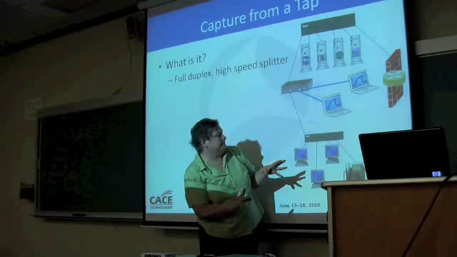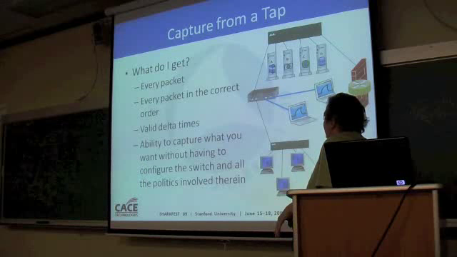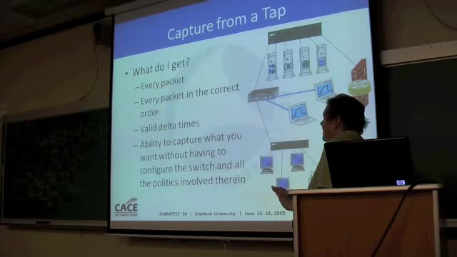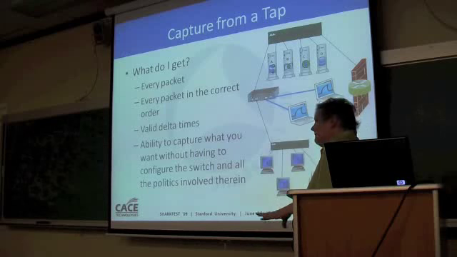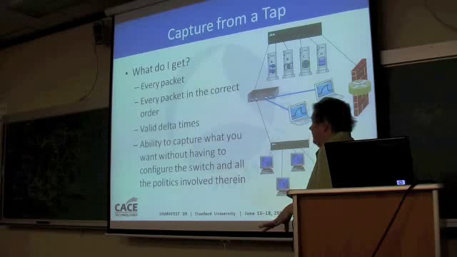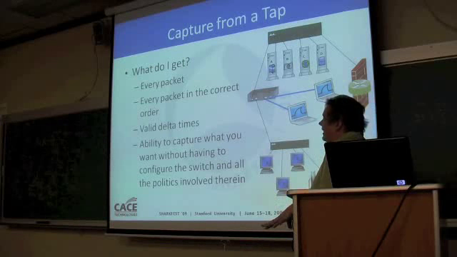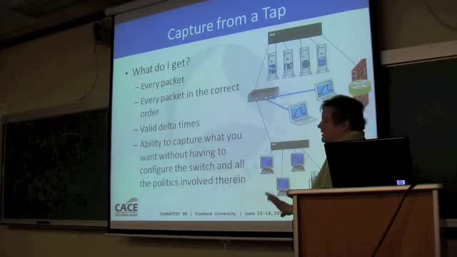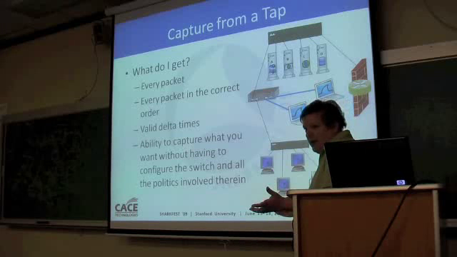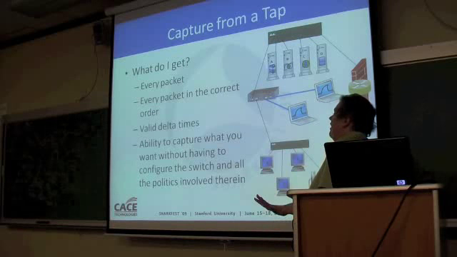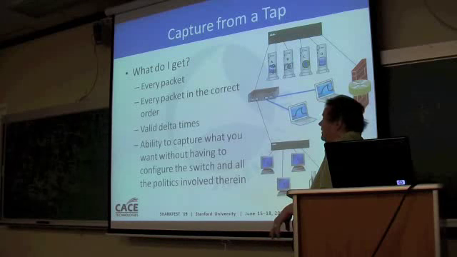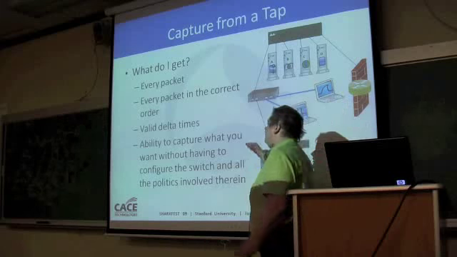So that is great. What I get when I capture off the tap is every single packet. I don't have the droppage issues. I'm not requiring anybody to do any type of buffering. So I get every packet in the correct order, going under the assumption that I have the correct timing, and we'll talk about that in just a second. And now I have valid delta times. And this is the one that I love.